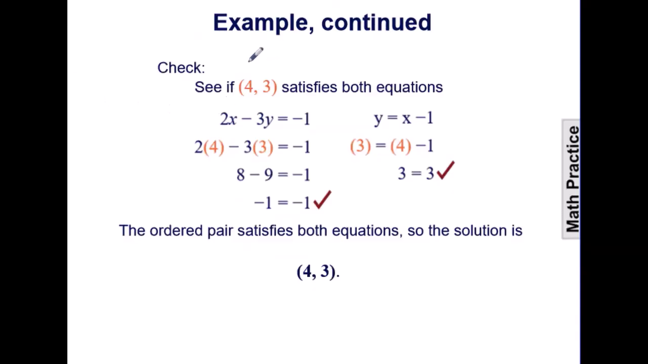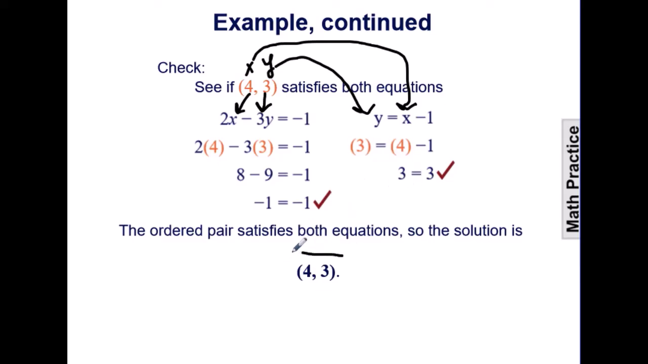If we do our check where x equals 4 and y equals 3, and we substitute that x and y into the first equation and into the second equation, we can see that it creates true statements for both. So therefore that ordered pair satisfies both, and that official solution is now 4, 3.